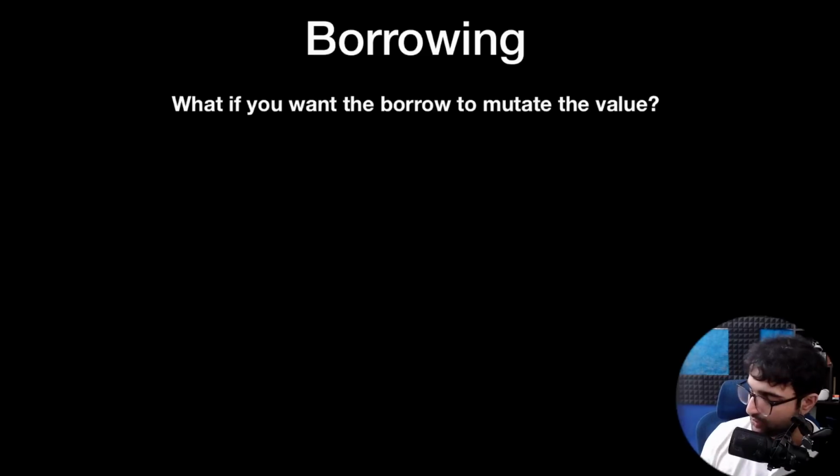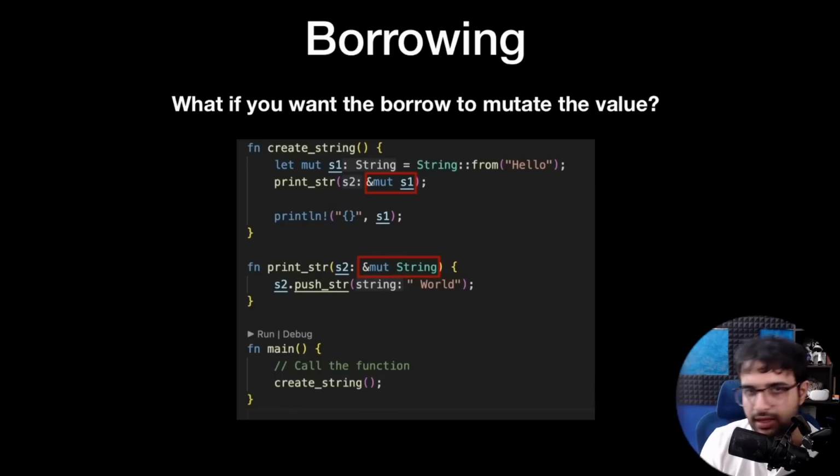Question is, how can you create a mutable reference? What if you want to borrow and mutate the value? You want to borrow the value and also change the value in there. Can you do that? The answer is yes. How can you do that? Pretty simple. Rather than passing &s1, you have to pass &mut s1. Rather than expecting &s1, you expect &mut s1.